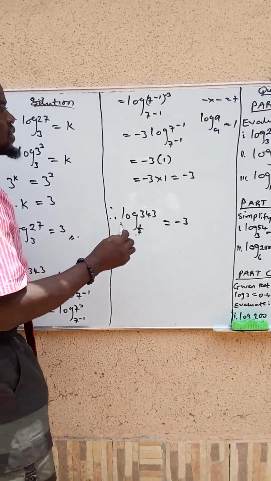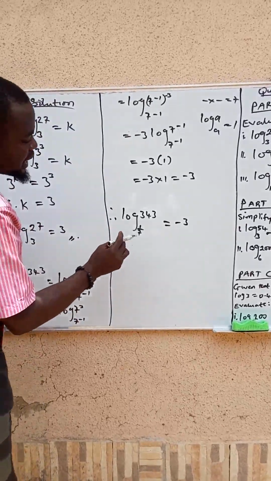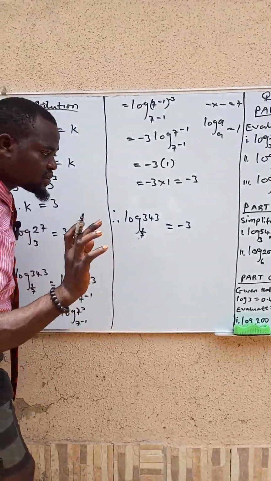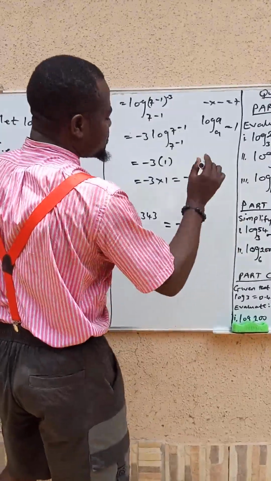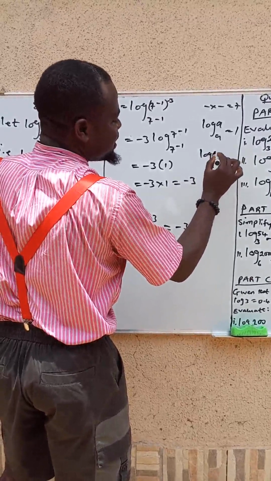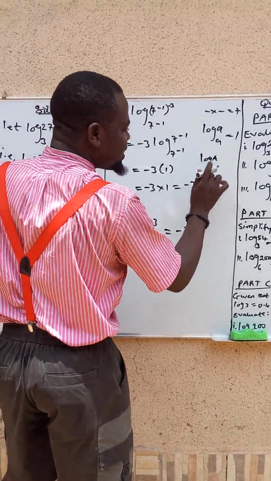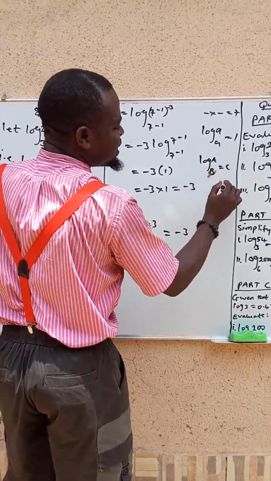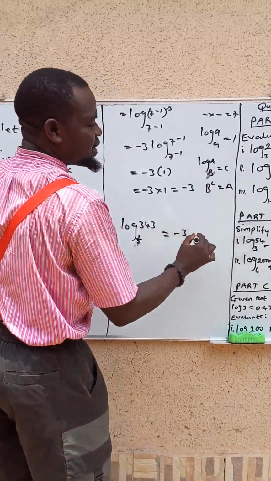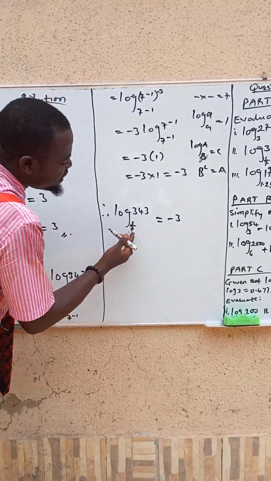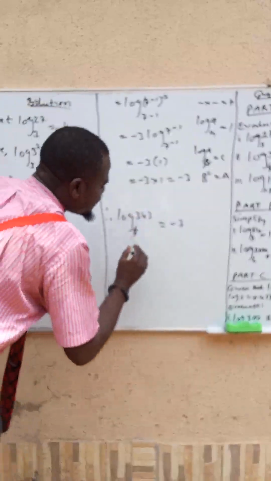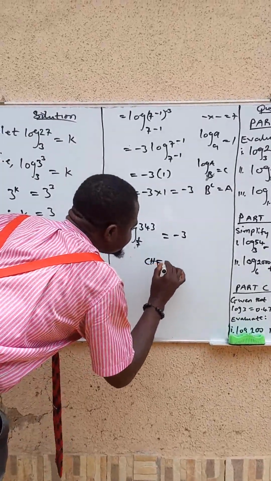And for you to confirm whether you are right or not, you know that according to the definition of logarithm we did in indices, when you have log a to base b equal to c, it simply means b raised to the power of c is equal to a. So from here, the base 1 over 7 raised to the power of minus 3 is equal to 343. Let's check our answer.